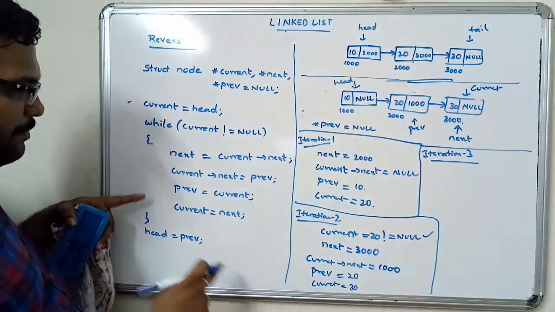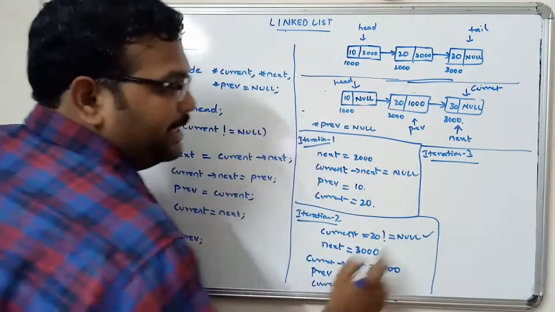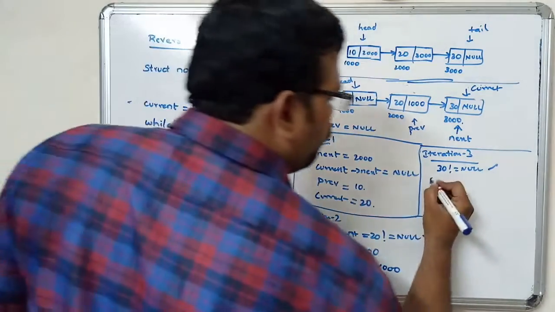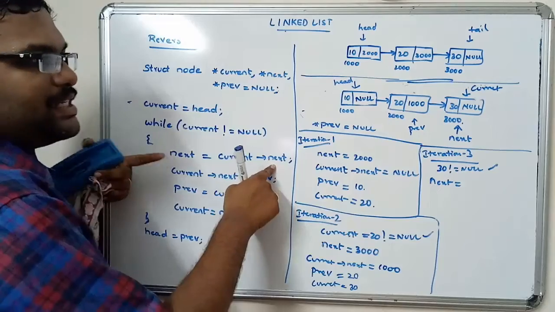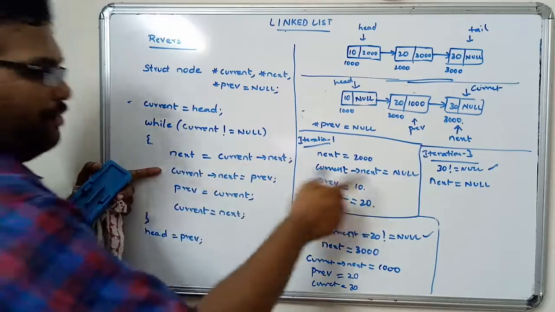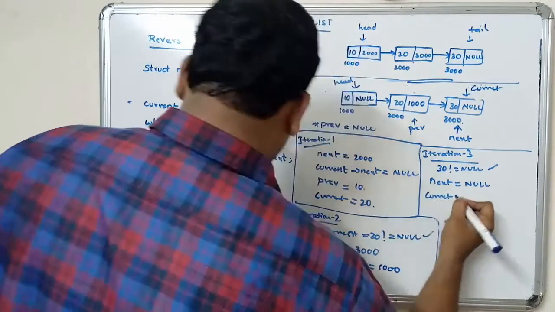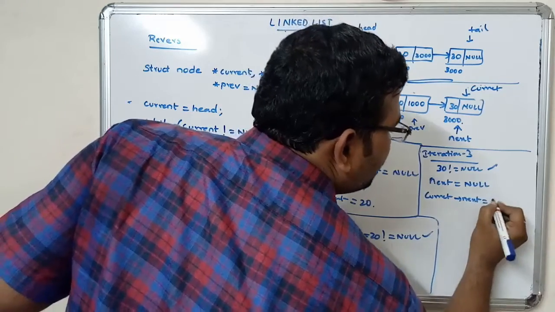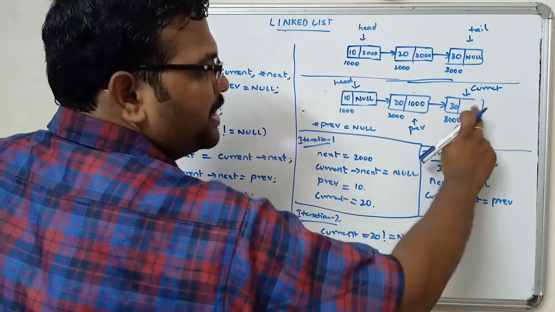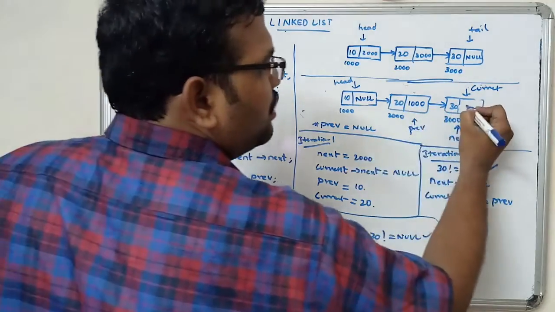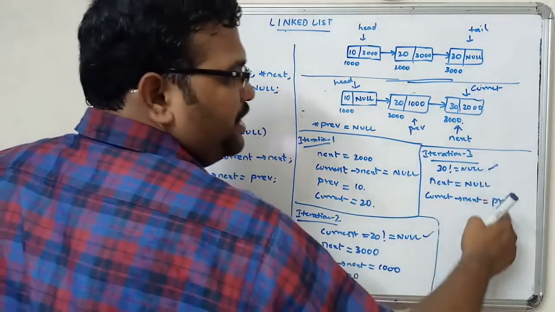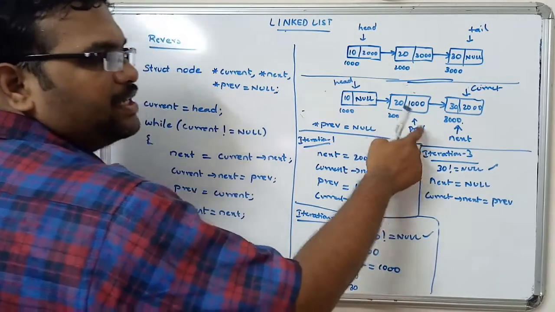Now iteration 3, again current not equal to null. Current is 30. So 30 not equal to null. True. Then move on. Next is equal to current of next. So current of next means null. Current of next is equal to previous. Previous means 2000. That means 2000, because previous is assigned to 2000.